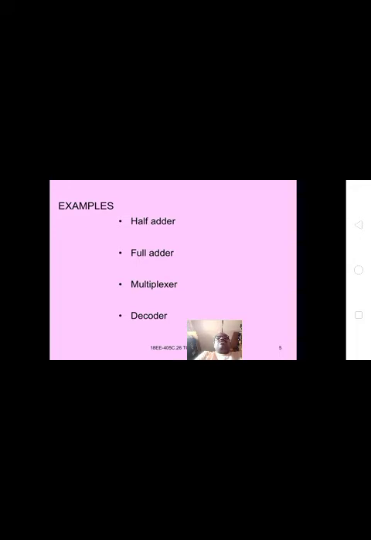Here I have also given the examples of combinational logic circuit. First one, half adder, full adder, multiplexer and decoder. Half adder, full adder, multiplexer, decoder. These are the major examples for the combinational logic circuits.